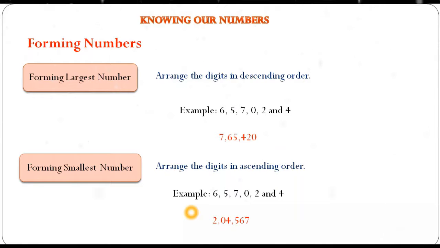So simply, for forming largest numbers, you have to write the digits in descending order. For forming the smallest numbers, you have to arrange the digits in ascending order.